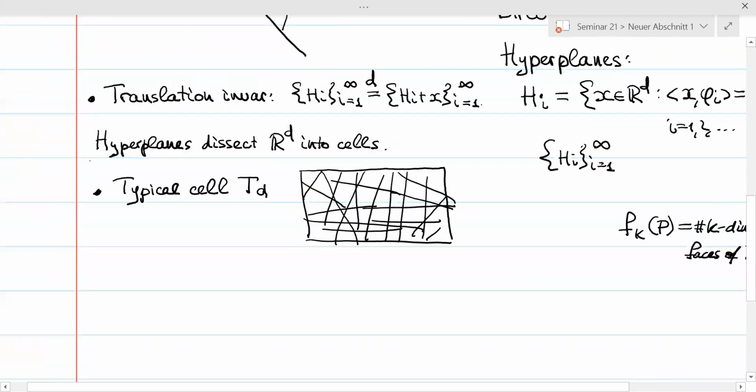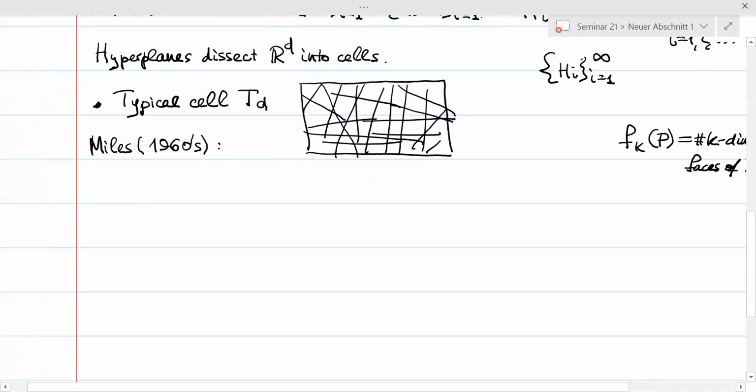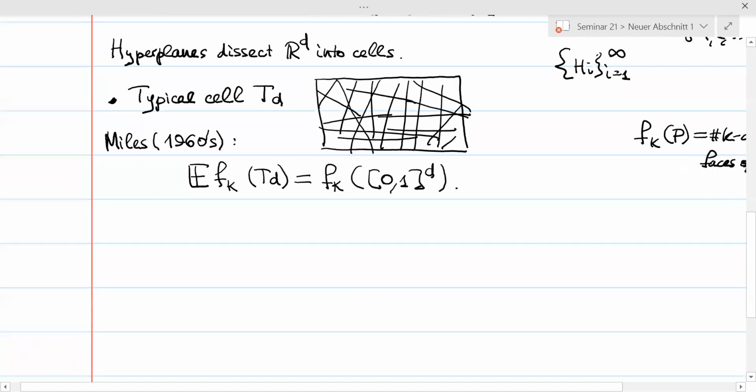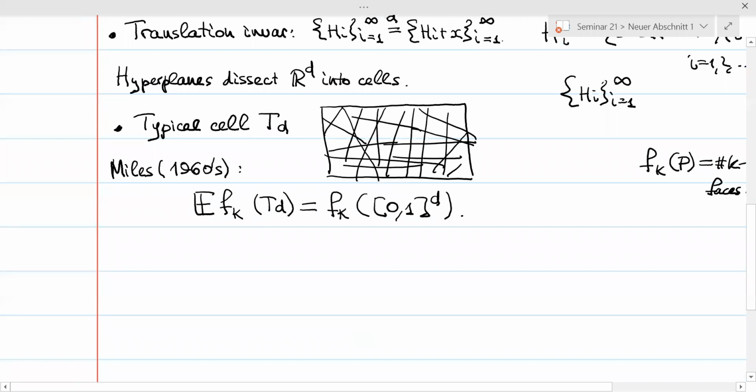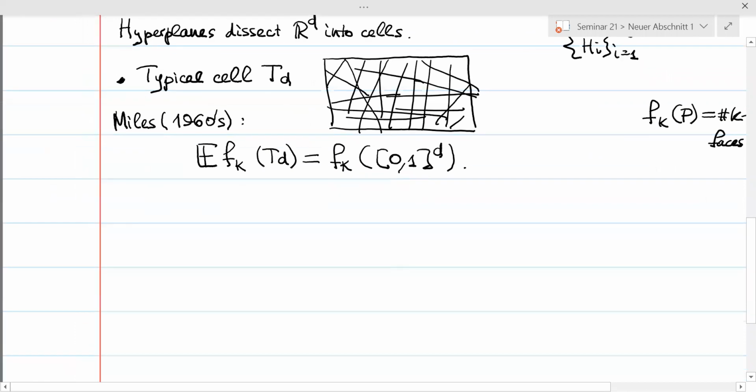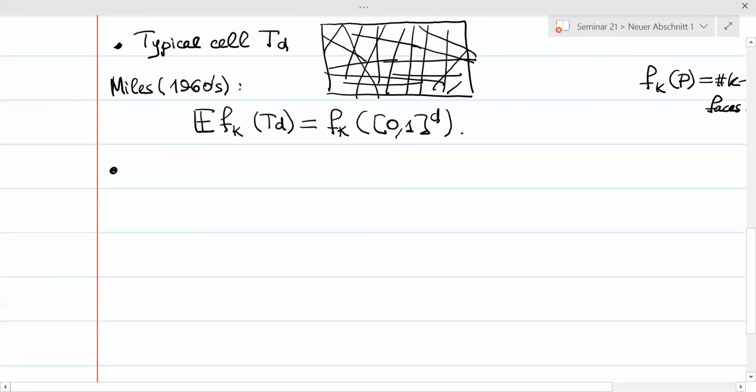Now for the typical cell, Miles proved in the 60s that the expected number of faces of such a typical cell is the same as the number of faces in dimension k of the d-dimensional cube. So in expectation, such a typical cell is something like a cube if we are interested in the number of k-dimensional faces. Now I will be interested in a different construction, the zero cell.